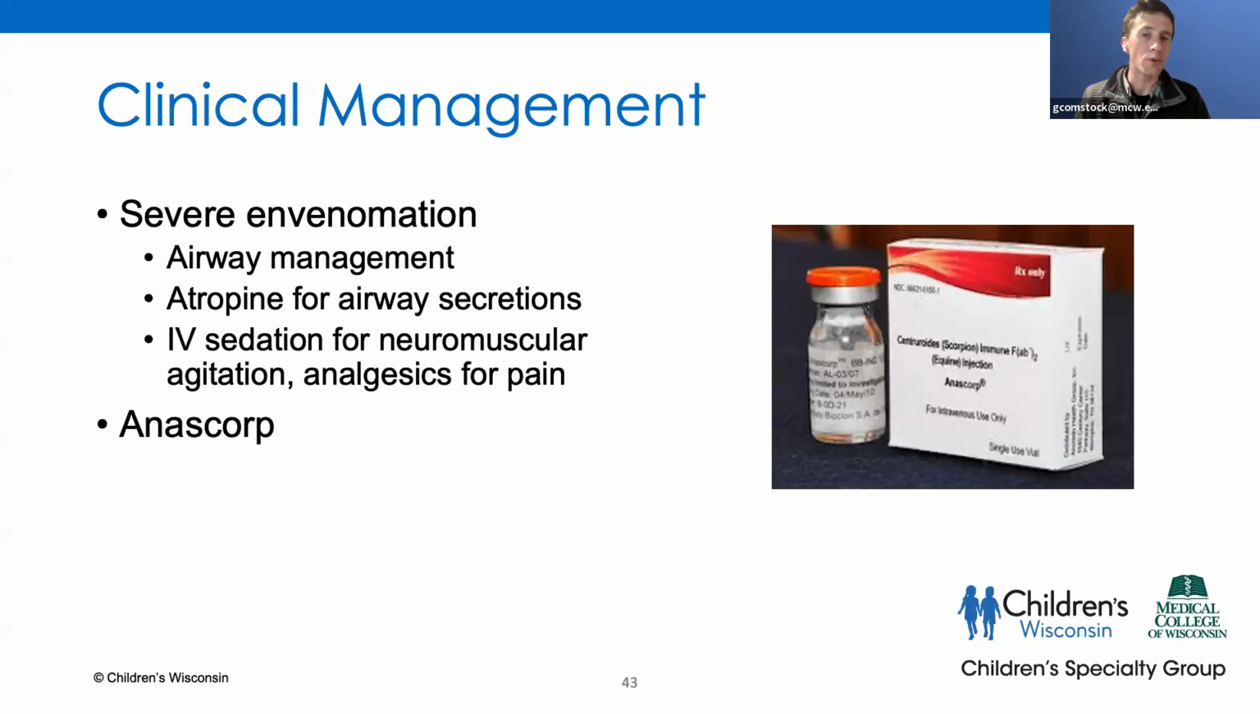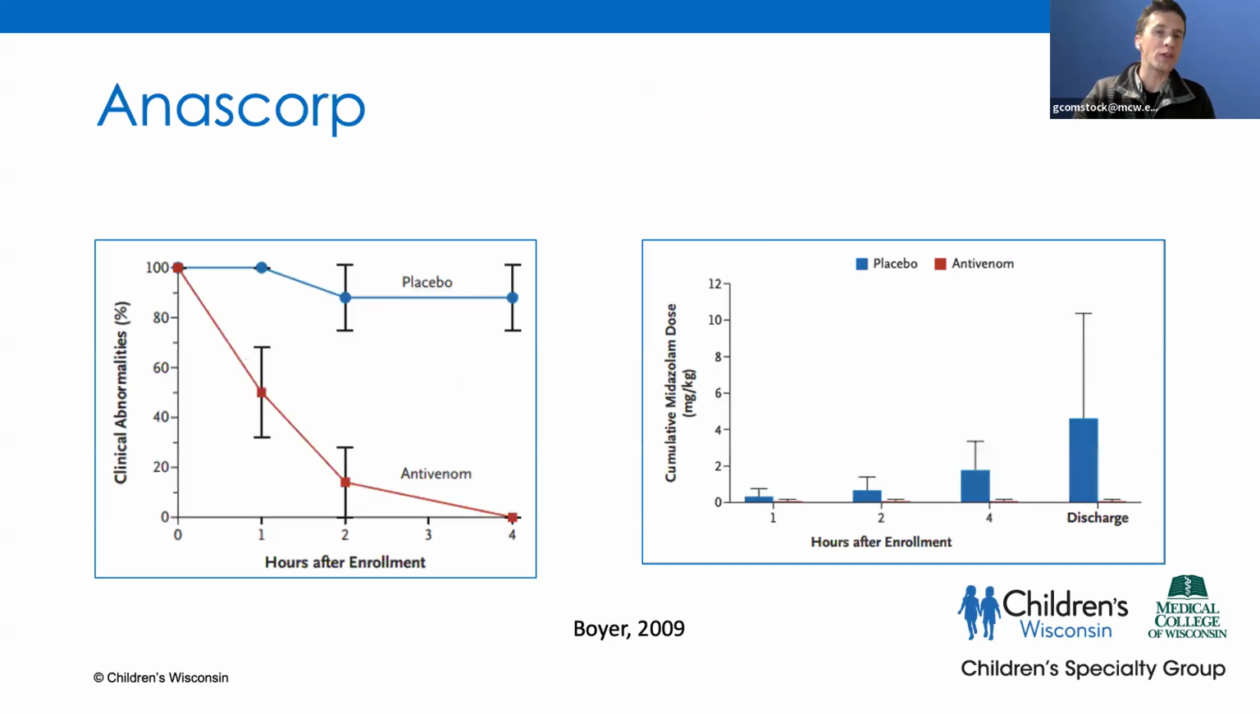So this is an FDA approved antidote, came through in 2011, and it is an equine Fab 2 antidote for the treatment of severe scorpion envenomations. These charts are taken directly from the New England Journal study that led to its eventual approval. It's a small study, but on the left, this chart looks at the percentage of patients who had ongoing clinical abnormalities.